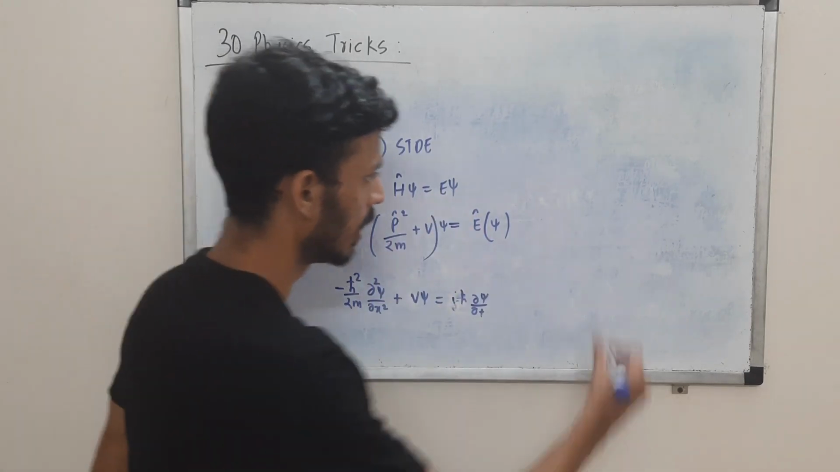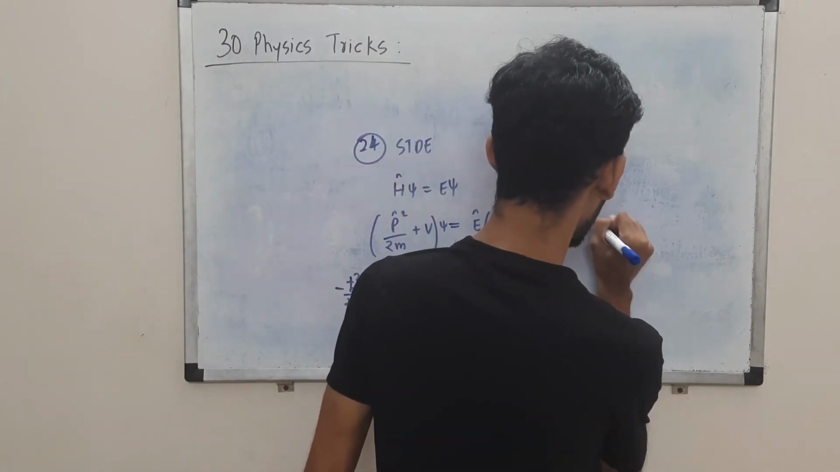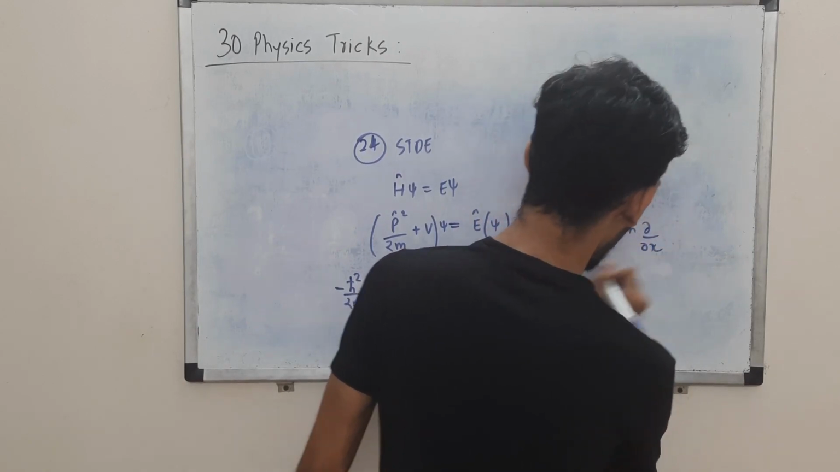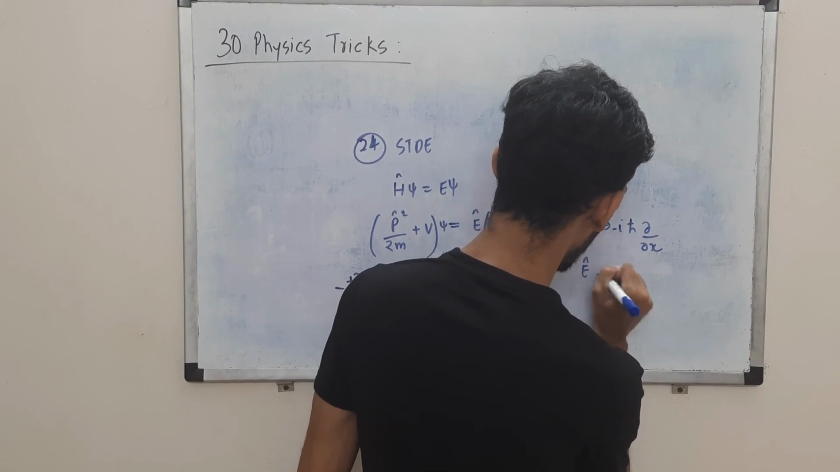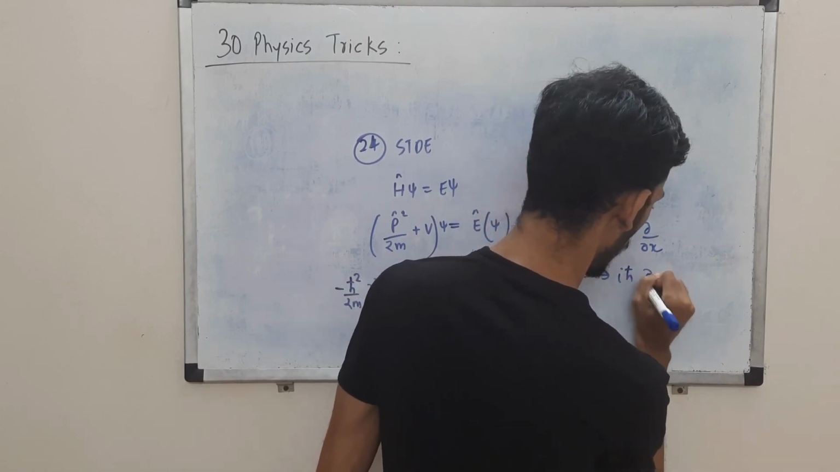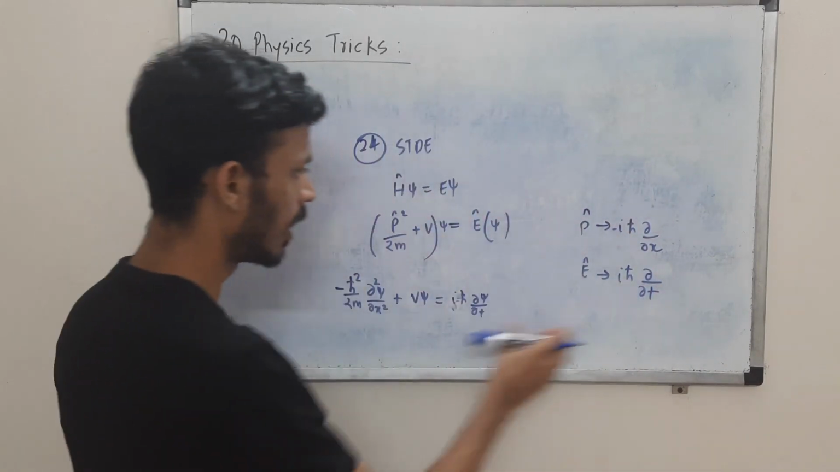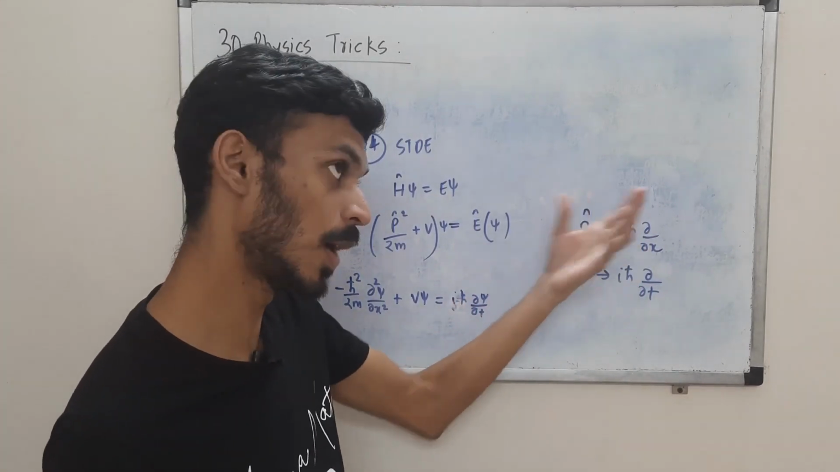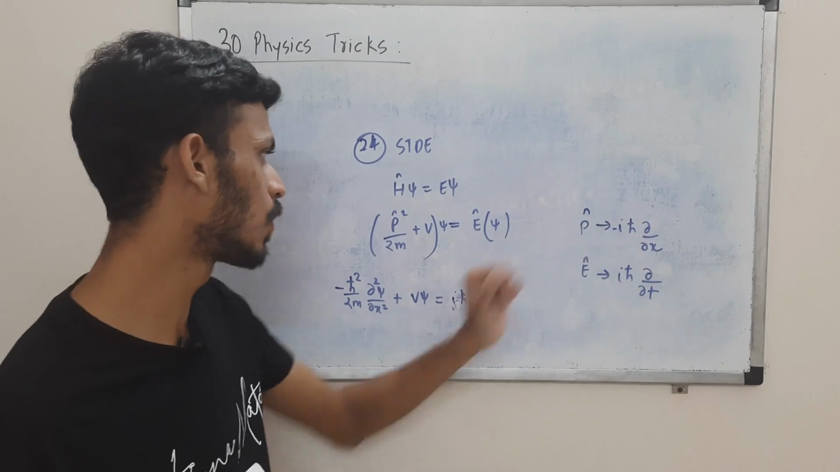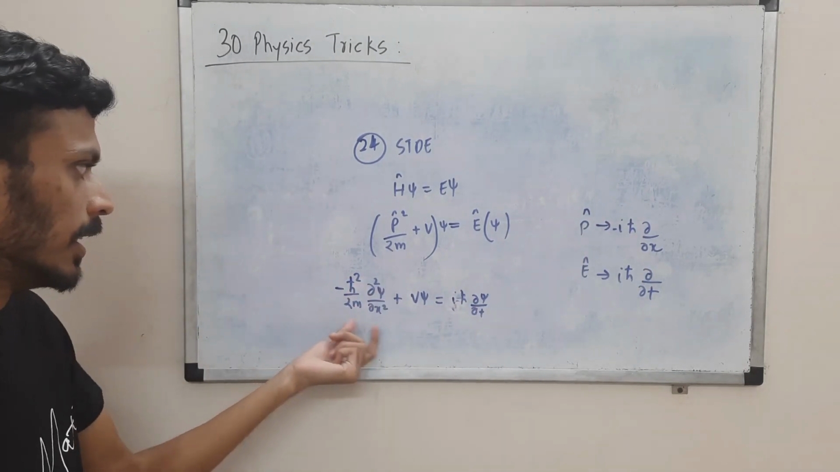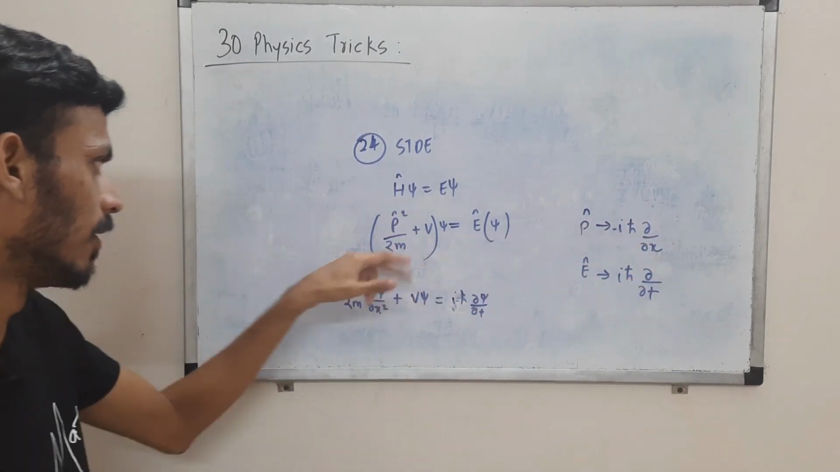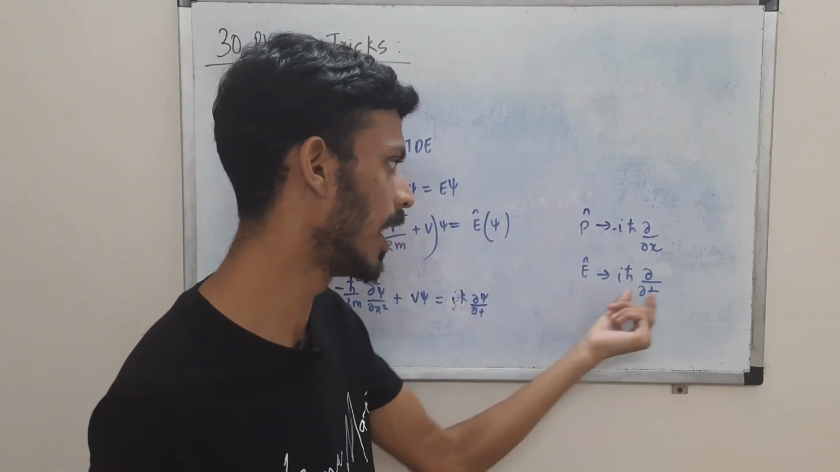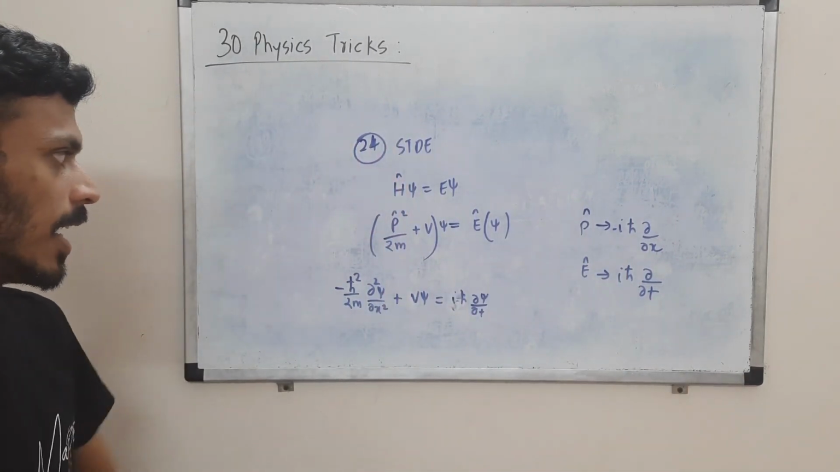Okay, energy operator, and you can remember these two operators, okay, very important, i h cross dou by dou x, and energy operator is i h cross dou by dou t, right? So these are just substituted over here, p square, so square this, minus goes, i square, minus sign again comes, h square by this 2m, right, and then double derivative, right, p square, then V psi, then energy operator i h cross dou psi by dou t.